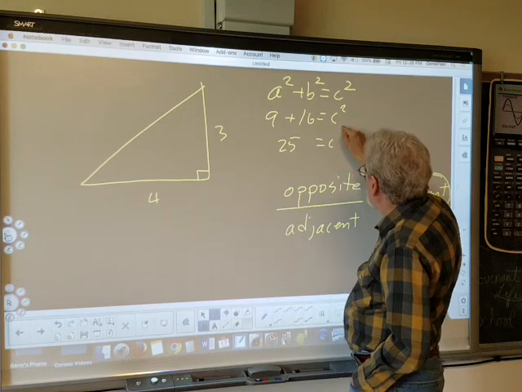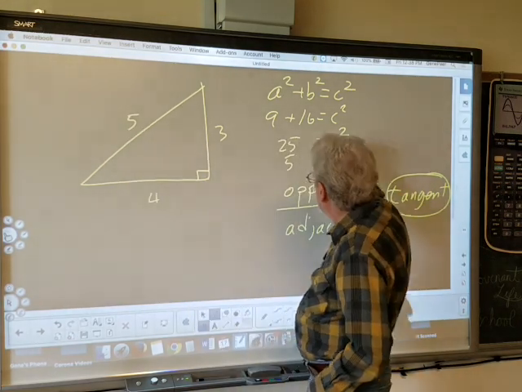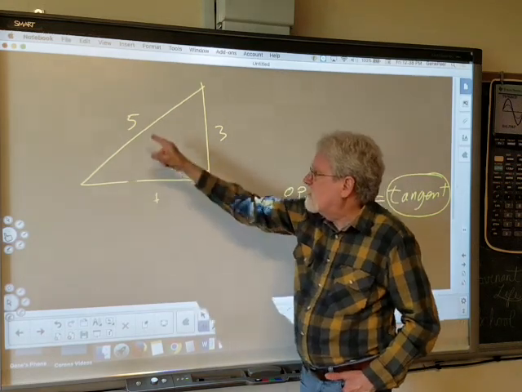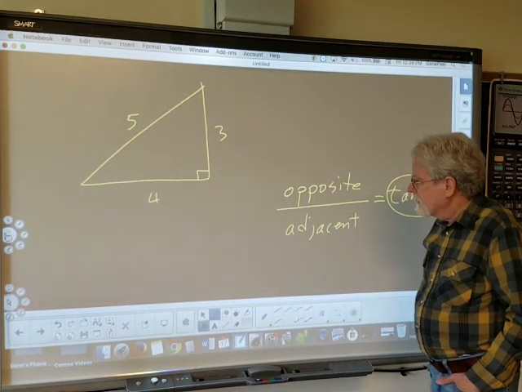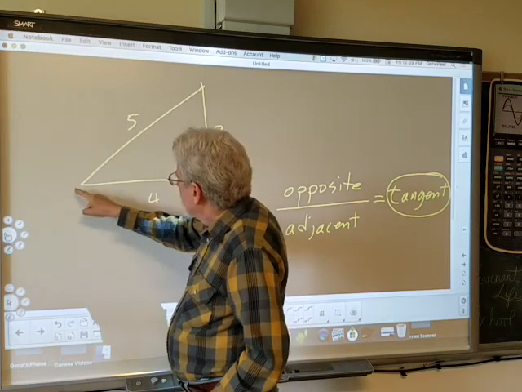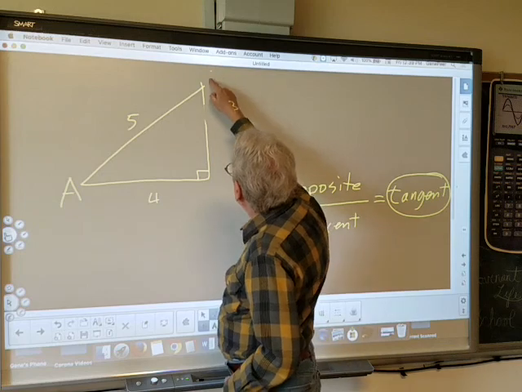25 equals c squared, so c is 5. Remember the 3, 4, 5 ratio in right triangles? If legs happen to be 3 and 4, the hypotenuse has to be 5. So in this case, we need to name an angle here. Let's call this angle A. We'll call this one B.